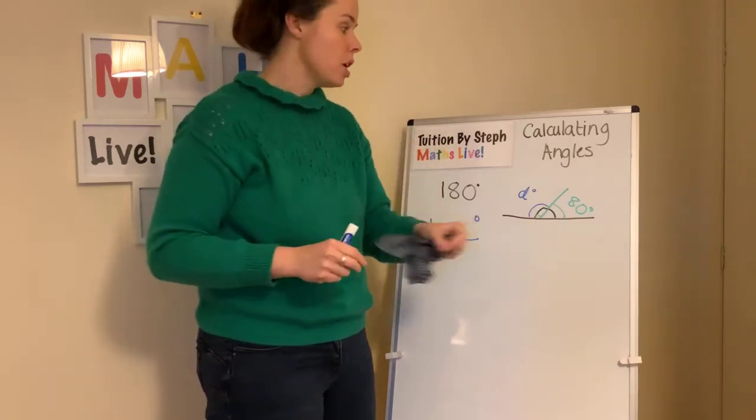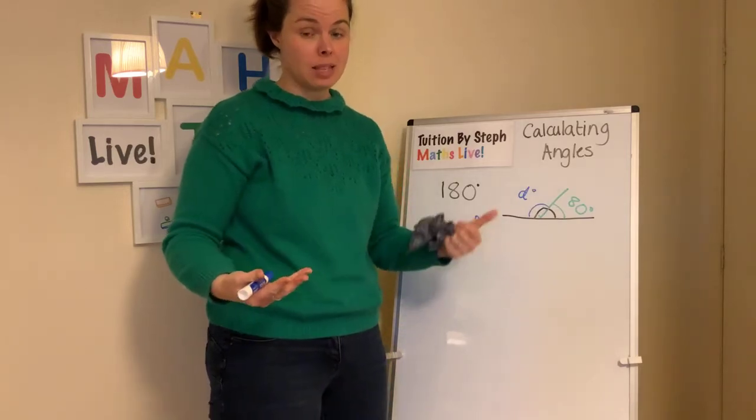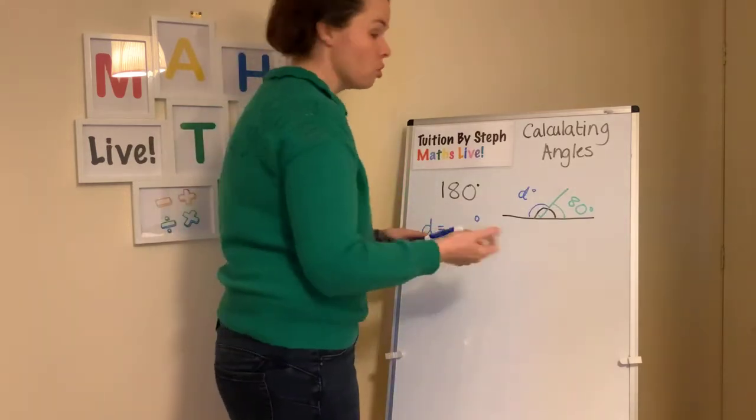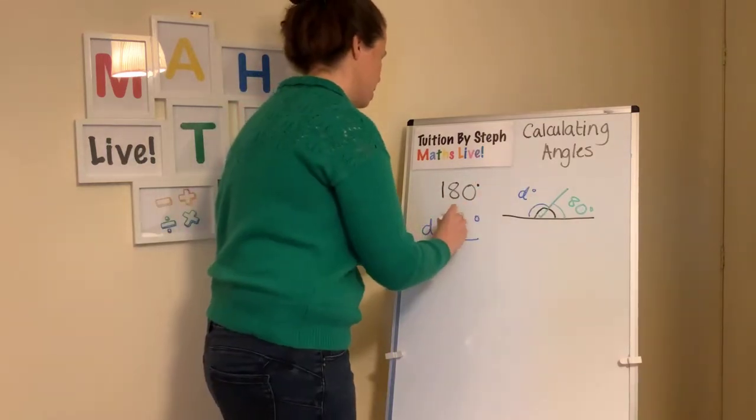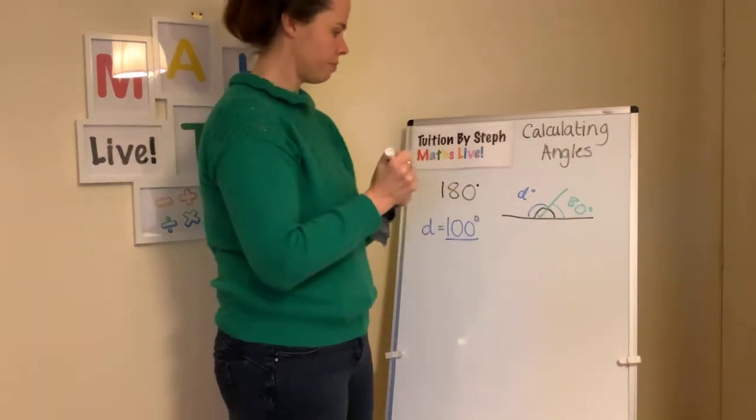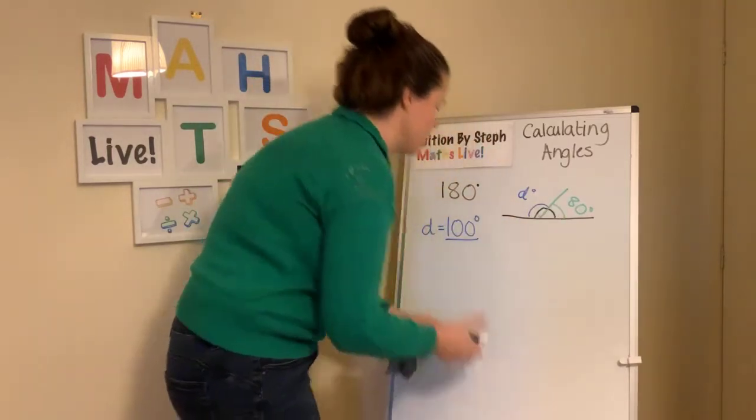That's the rule. So what you would do is you'd either count up from 80 to get 180, and that would be your answer, or you would do 180, subtract 80. I'm sure we can do that one mentally. It's 100. Because 100 and 80 makes 180. Another example.